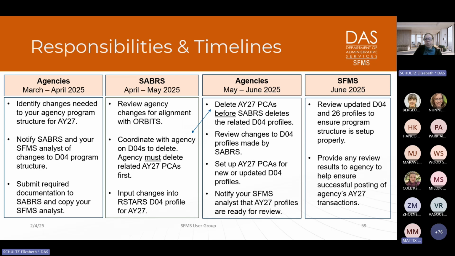Okay. So just a general timeline. Again, this may or may not apply to your agency. It just depends if you're going to have updates to your DO4 profiles for AY27 from what you used in AY25. If you don't have any changes, no action is needed.